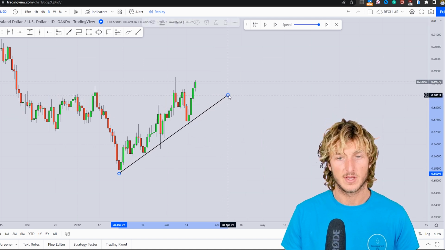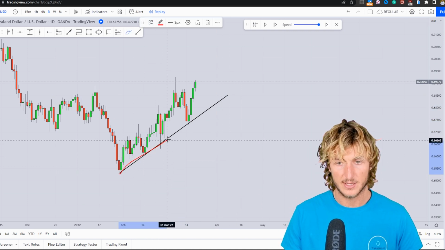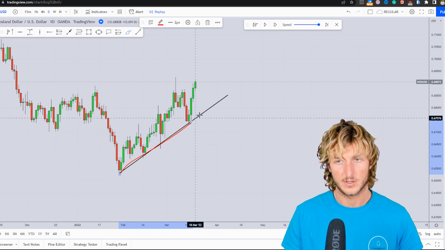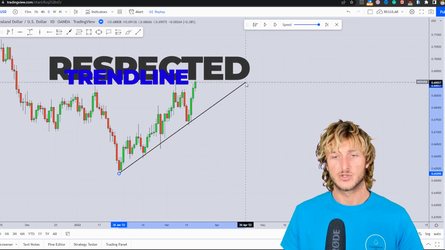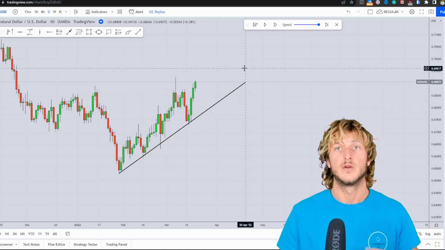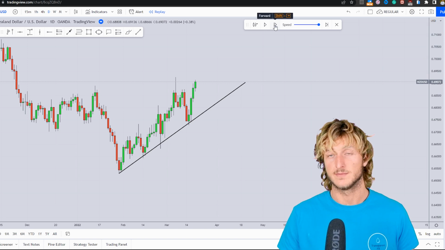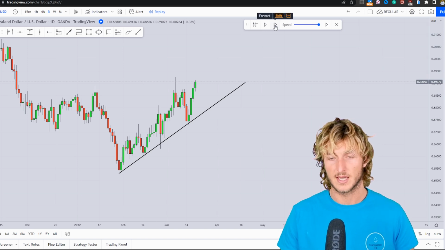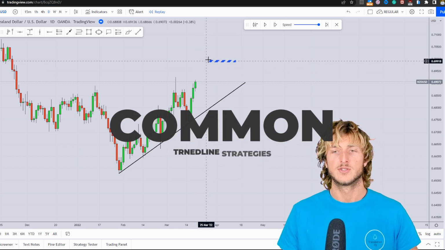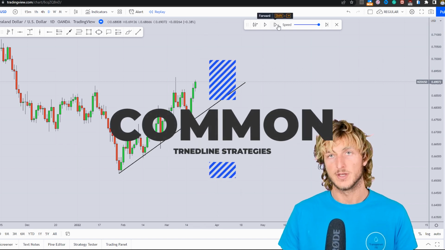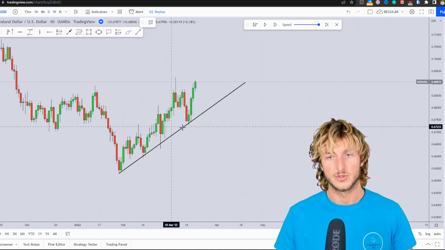Now, in this case, it will be this one here, because once again, you're touching as many candles as possible without cutting the bodies. Now, this will basically be the trend line that the market is supposed to respect, meaning that when the market goes and tests this trend line once again, we expect it to reject it to the upside.